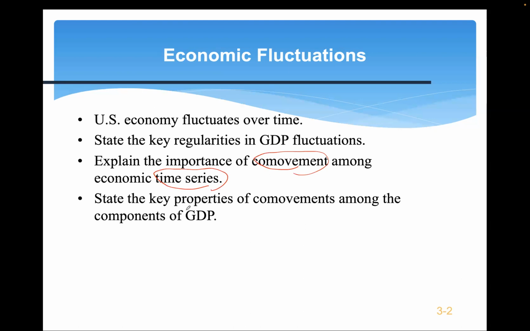After that, I'm going to state the key properties of co-movements among components of GDP. Namely, we're going to look at C and I, consumption and investment. Remember, if you look at the demand side of GDP, Y equals C plus I plus G plus NX. Because NX is usually a small term, and G is kind of the government's policy, we're going to focus on C and I. So how are these going to move with Y? What are the patterns?